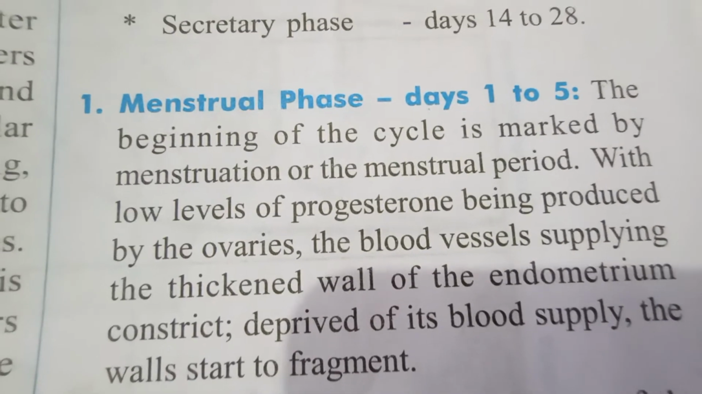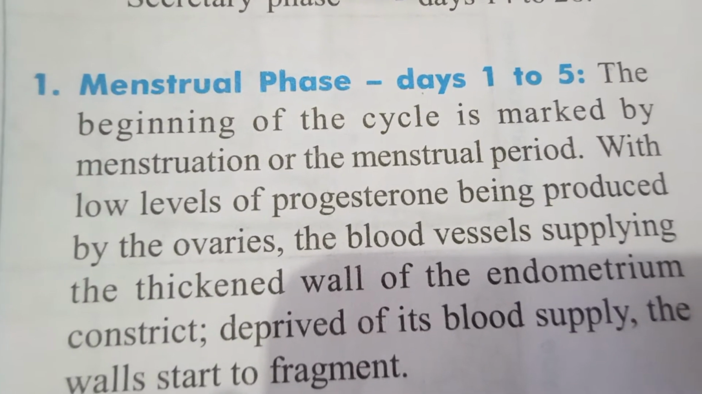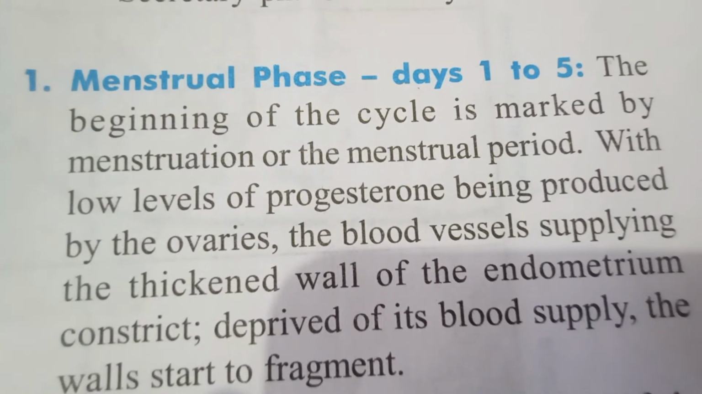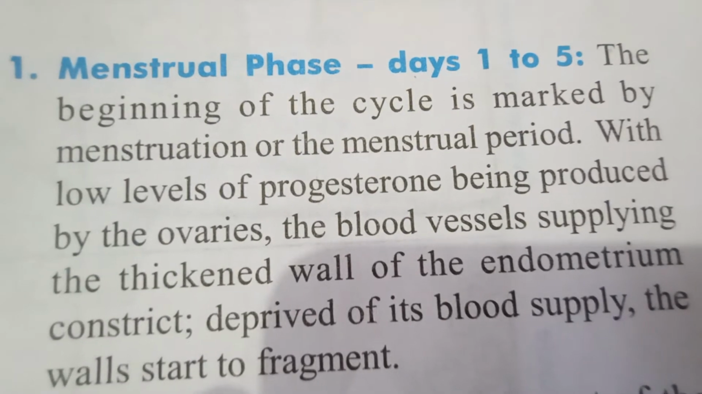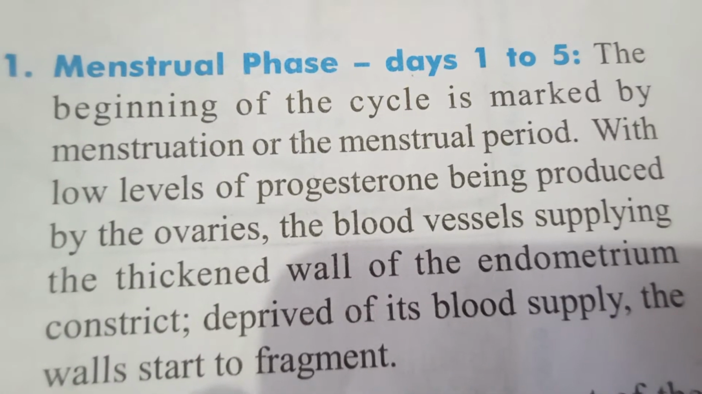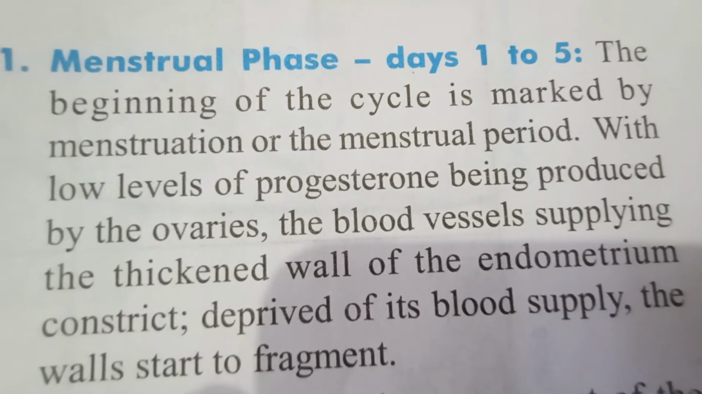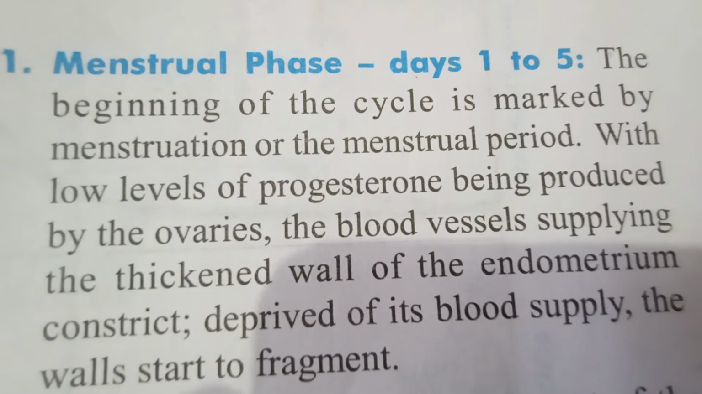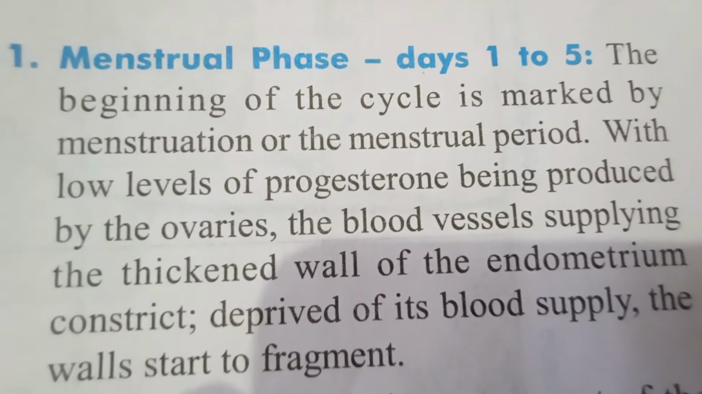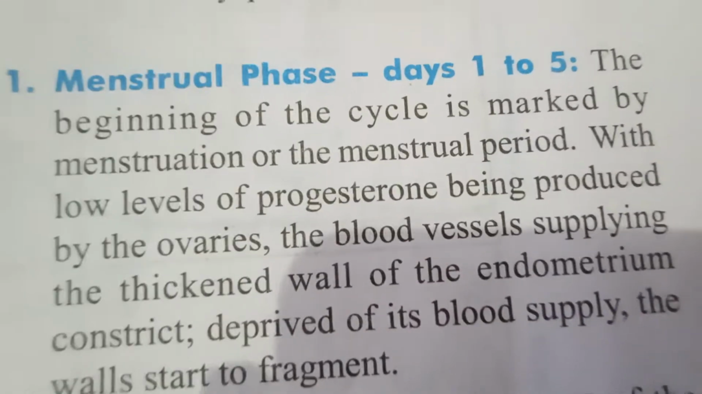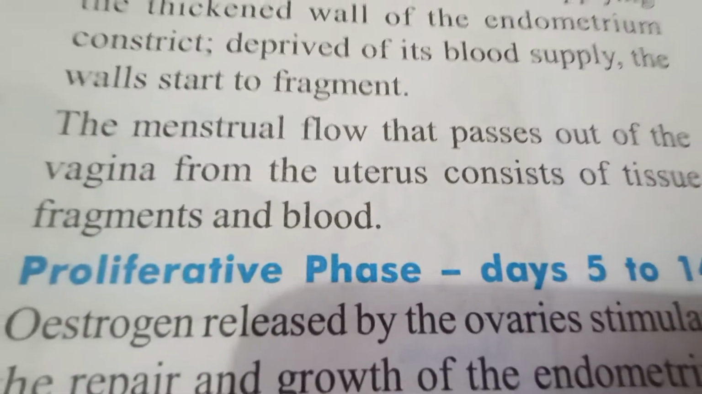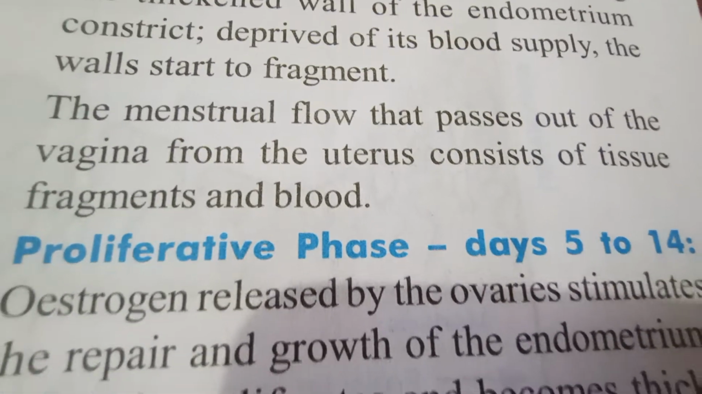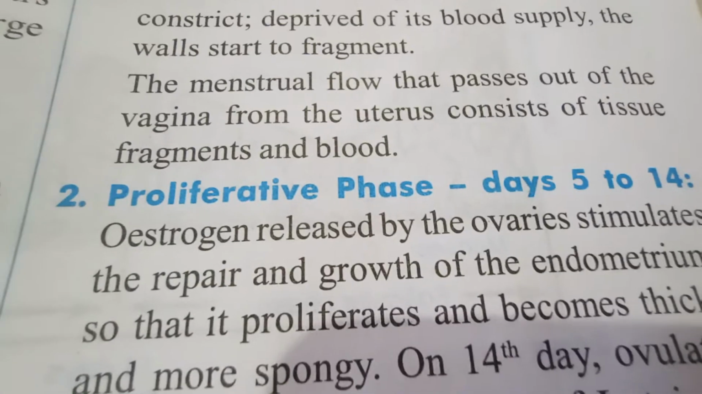Coming to the first one, that is the menstrual phase. In this phase, the beginning of the cycle is marked by menstruation or the menstrual period, with low levels of progesterone being produced by the ovaries. The blood vessels supplying the thickened wall of the endometrium get constricted. Because of this deprivation of blood, the wall starts to fragment. The menstrual flow that passes out of the vagina from the uterus consists of tissue fragments and blood.